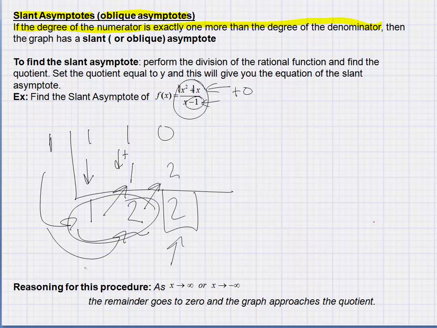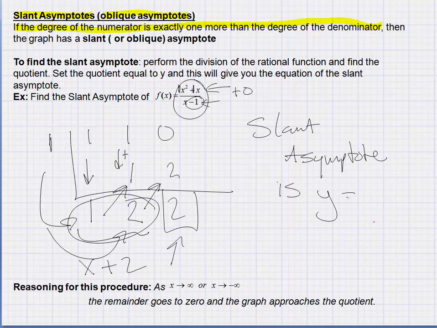So if my quotient is x plus 2, then my slant asymptote is y equals x plus 2, and that's a line. So that line is the slant asymptote. That's going to determine what happens at the ends of the graph. Now, why are we doing this? Why are we looking at this for the slant asymptote? Well, it has something to do with this.